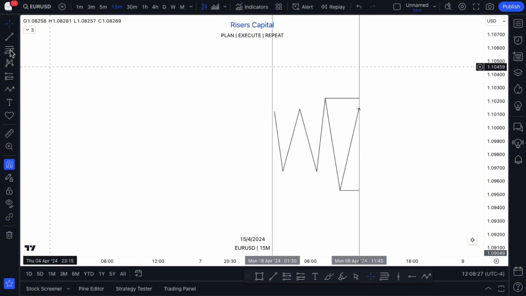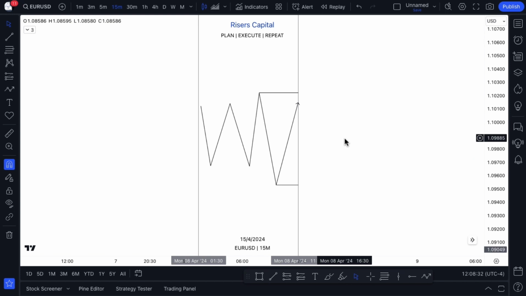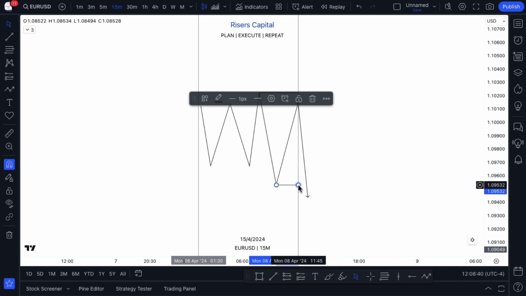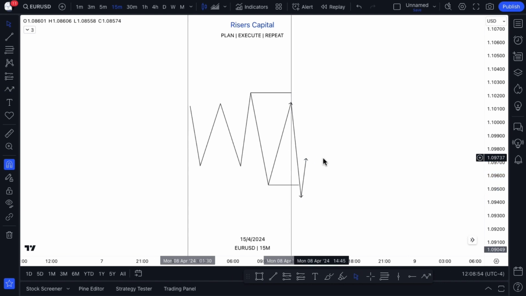Now what we want to wait for is either the high or low to get swept. Once they get swept, you want to wait for a displacement in the opposing direction. So let's say sell side liquidity gets taken, so this low. What we want to see is a move up. Essentially we want a displacement move up.